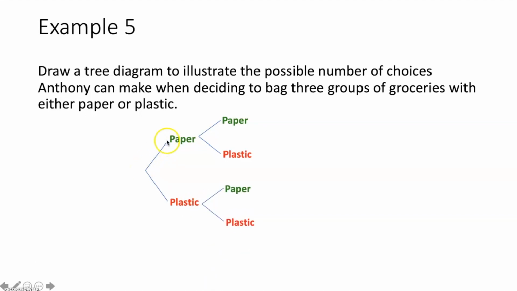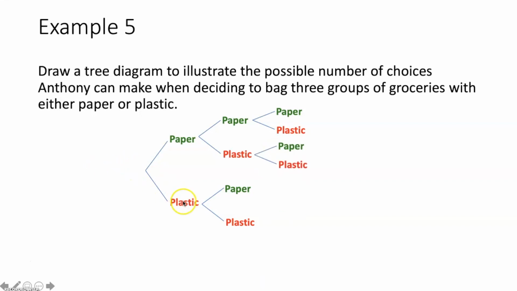Now let's say he chose the first group of groceries to be bagged with paper, and then the second group of groceries to be bagged with paper as well. Then the third group of groceries, he can again choose to bag with paper or plastic. If the first group of groceries was bagged with paper, and the second group of groceries was bagged with plastic, his third group of groceries, again he can choose to bag with either paper or plastic.